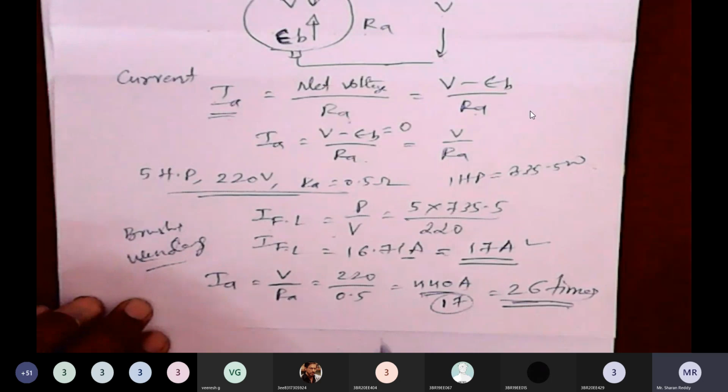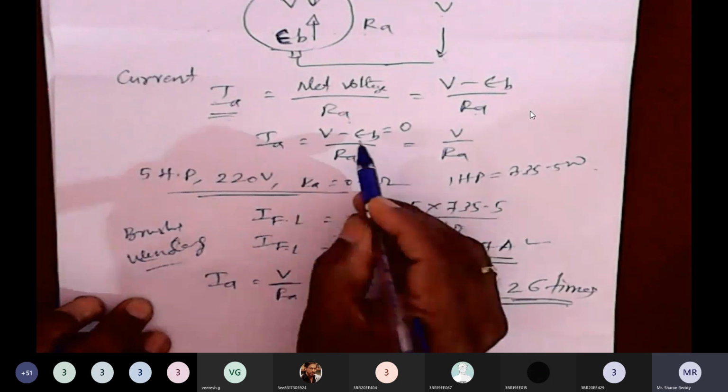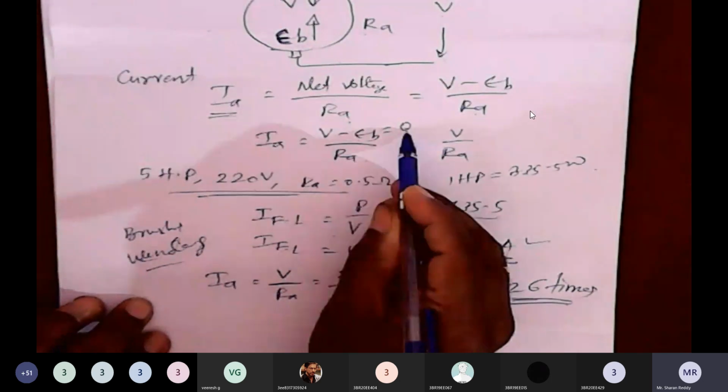Why only at the time of starting? Because at the time of starting, back EMF will be 0. Otherwise, back EMF will control. It will not allow the current to enter. It opposes. Back EMF develops the moment the armature starts rotating; until then no EMF is induced inside. At the time of starting, Eb equal to 0, therefore Ia equal to V by Ra.